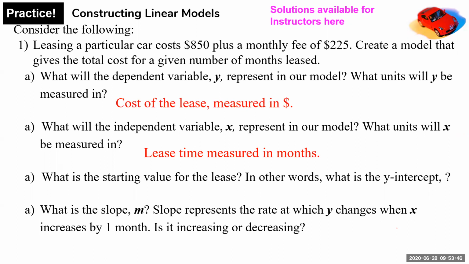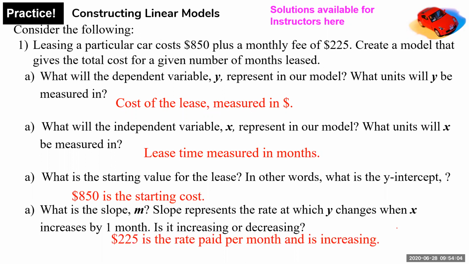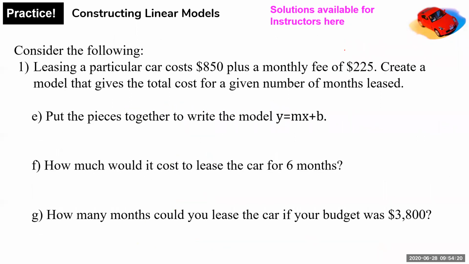And what is the starting value for the lease? What is the starting value? And that has been given as what? $850. Leasing a particular car costs $850 plus a monthly fee of that. Okay. Now we want to put these together. What is the slope? The rate of change is our slope, plus a monthly fee of what? So every month, cost per month is what? 225, and that is our slope. Now we want to put these pieces together, and this gives us a linear model.